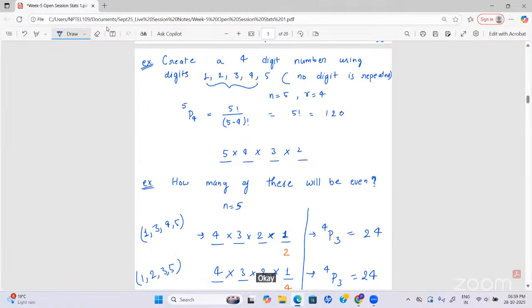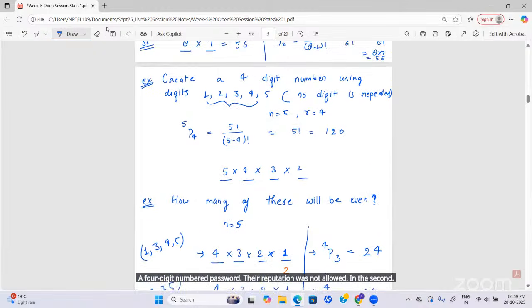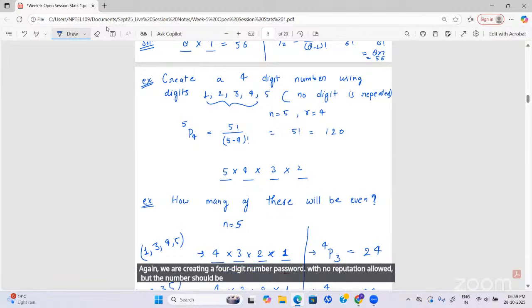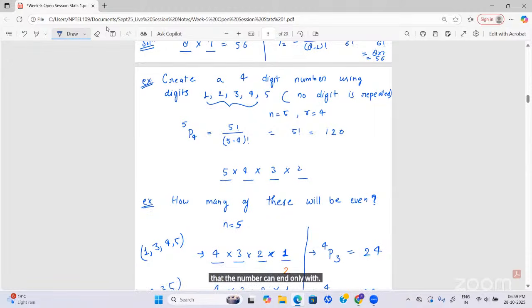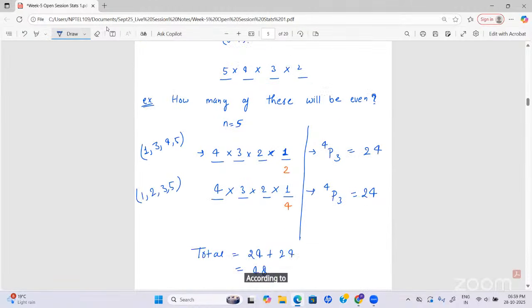Okay, so in the first question, we were just creating a 4-digit number password where repetition was not allowed. In the second, again, we are creating a 4-digit number password with no repetition allowed, but the number should be an even number. So the number can end only with 2 or 4. Again, we are restricting it.